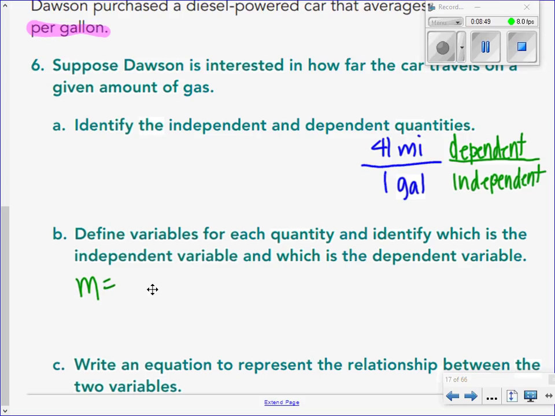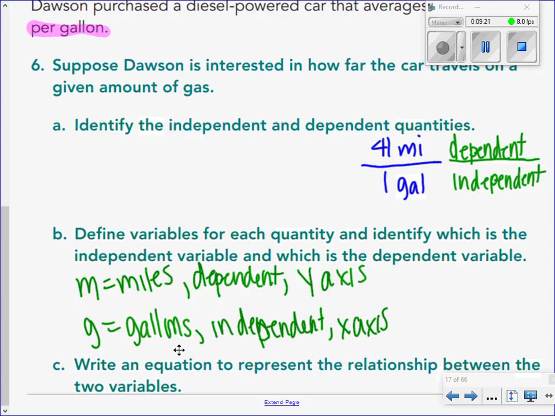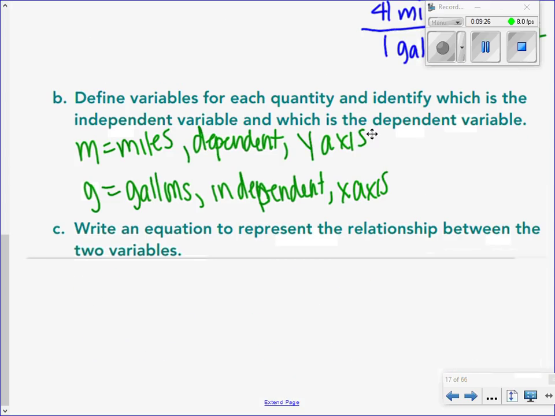M is going to equal miles. G is going to equal gallons of gas. Miles is our dependent. It will also be graphed on the y-axis. Gallons is independent, and x-axis. Write an equation to represent the relationship between the two variables. Okay. Remember, this is our isolated variable.